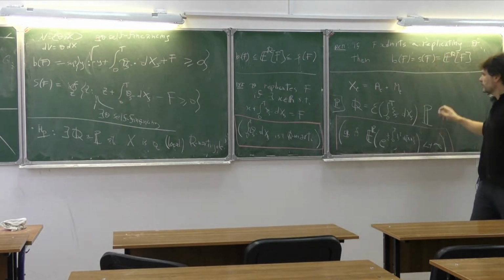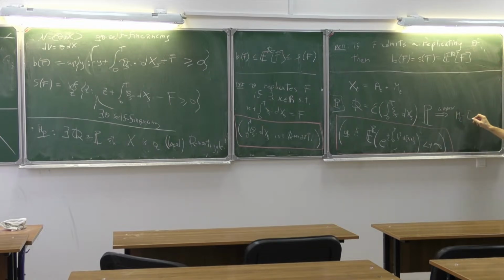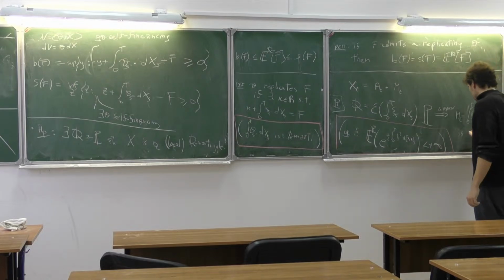Then Girsanov's theorem tells us that M_t minus the cross quadratic variation between C and M, minus the integral between 0 and t of C_s d<X>_s, and the cross quadratic variation is a martingale.